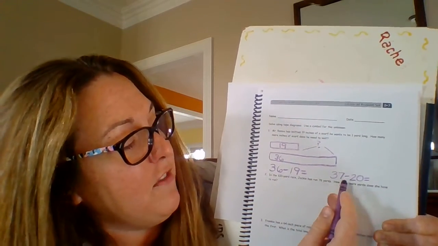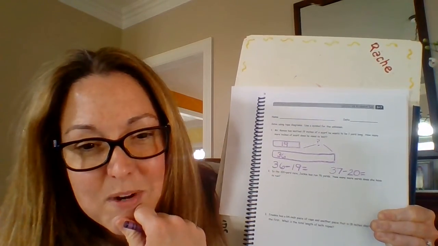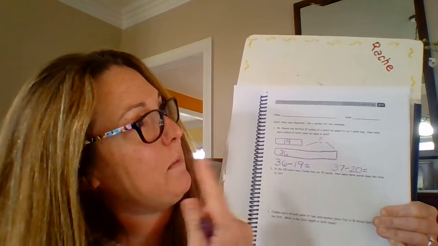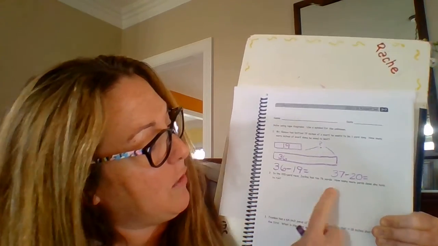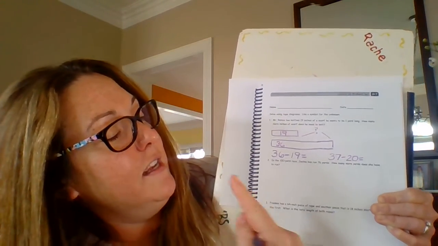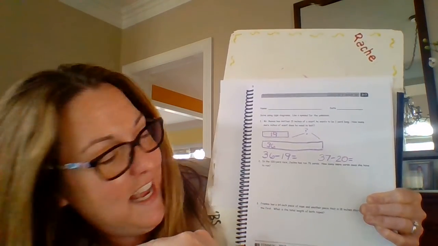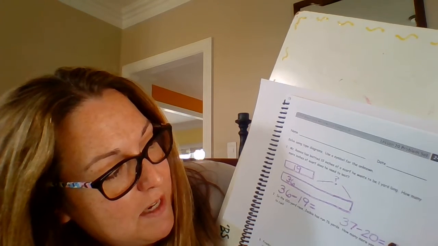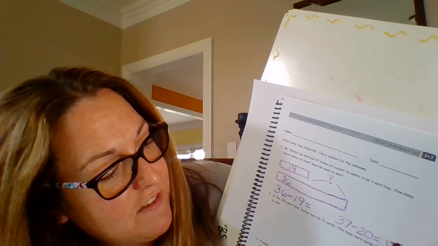So 37 minus 20 is so easy when I think about it, because I can count back in my head using mental math. I can go 37, 27, 17. And so then it's easy for me to see that he still has 17 inches left to knit.